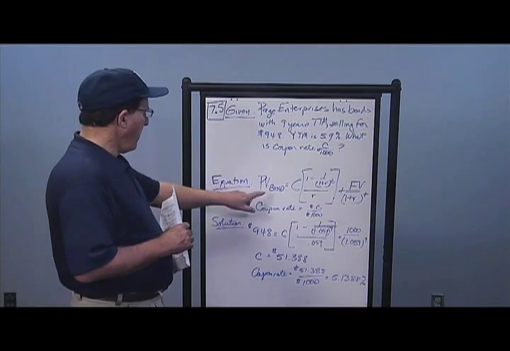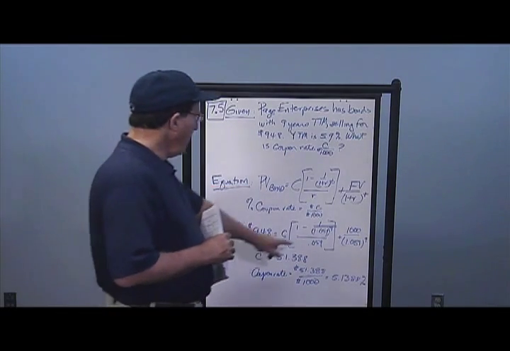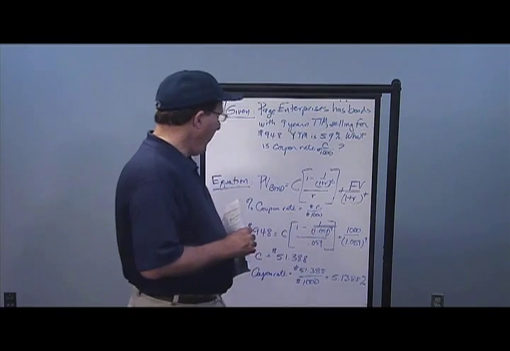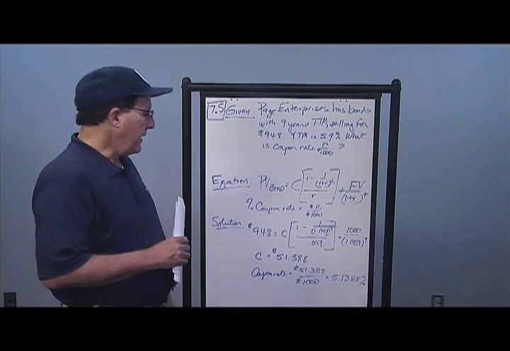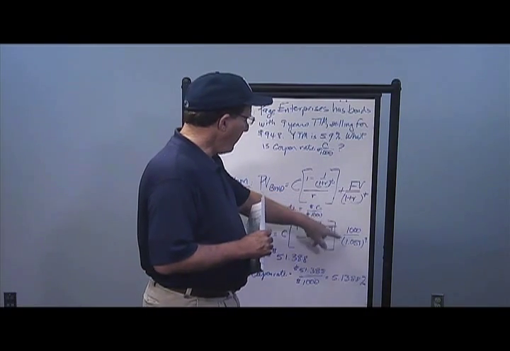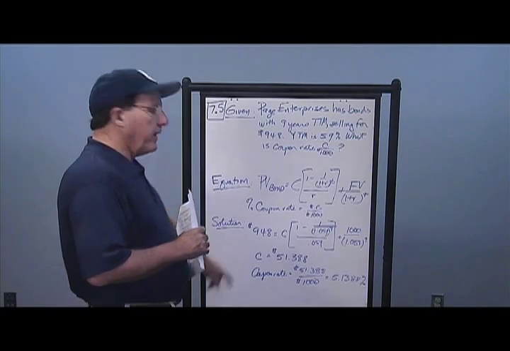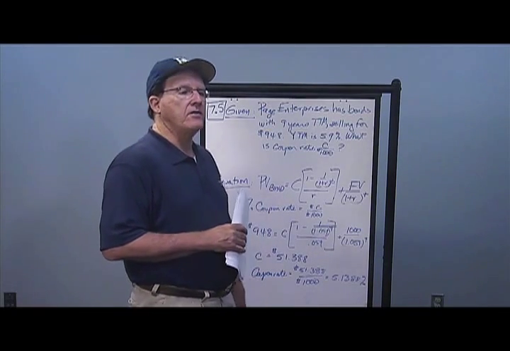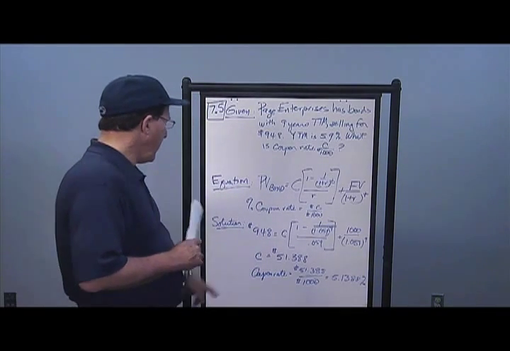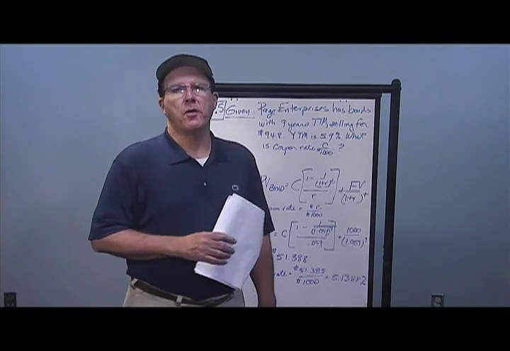So for price of the bond, we're going to plug in 948. For C, we're going to plug in C. That's what we're looking for. For R, we're going to plug in 0.059 in both places. For T, we're going to plug in 9 years. FV is 1,000, R is 0.059, and T is 9. If I solve this equation for C, or coupon, I get a coupon of $51 and about 39 cents. I divide that by 1,000 and I get a coupon rate of 5.1388%. And that's your answer to problem number 5.